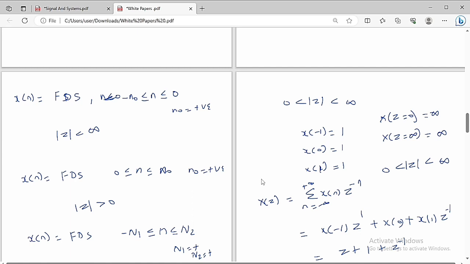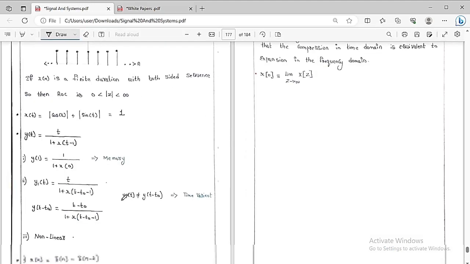Just by seeing the Z transform, we can tell the answer in a fraction of a second if we know the concept. So these are the things I am trying to tell you. This is a point you always have to keep in mind. So now let's go to the other point.